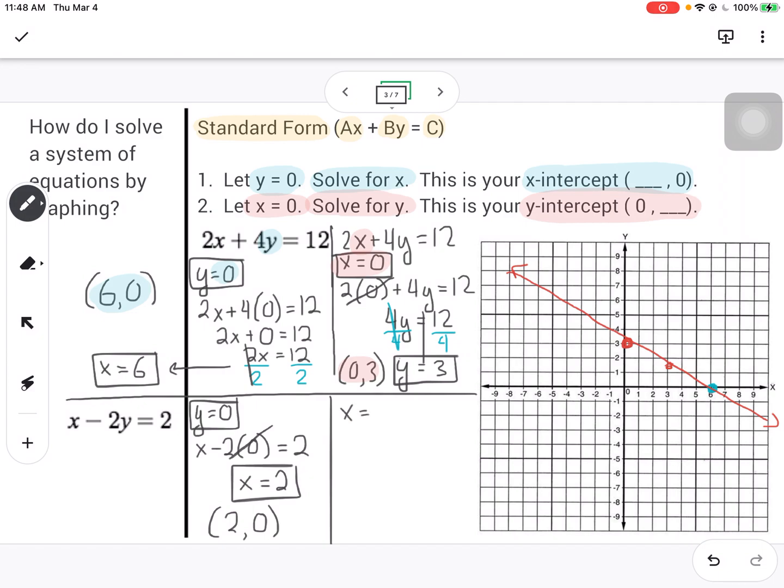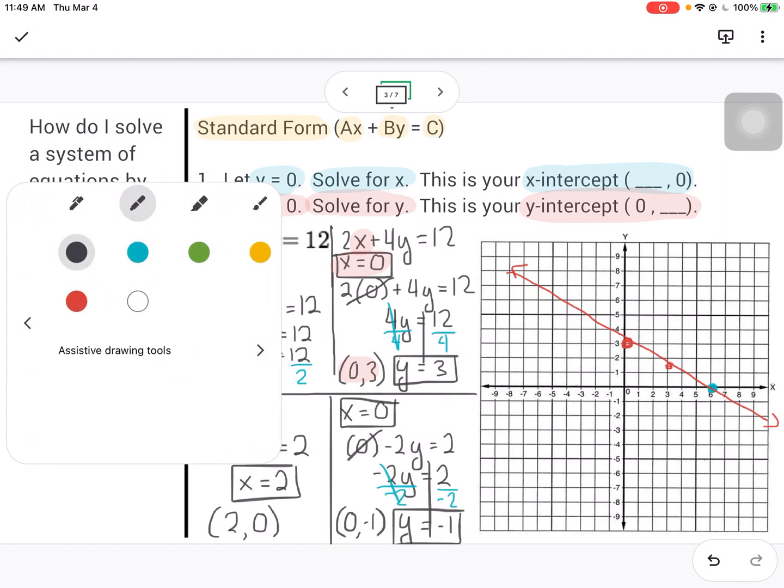The next step, I'm going to do x equals 0. So instead of x, I'm going to plug in 0 minus 2y equals 2. 0 again is like nothing, so we have negative 2y equals 2. Don't forget about that negative. We can divide both sides by negative 2. We get y equals negative 1. So our other point is 0, negative 1.